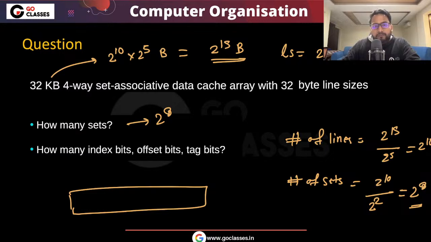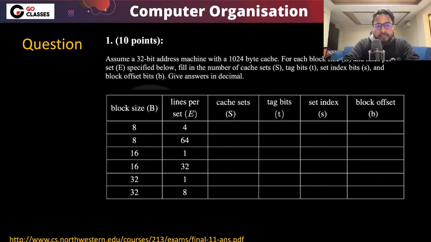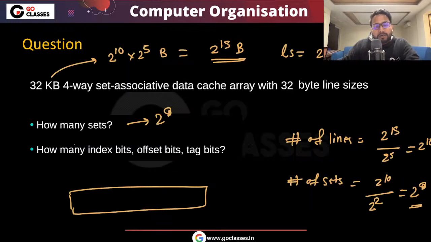Okay, they should give the physical memory size. I think they forgot, but let's just assume this to be 32 KB. Let's just assume this to be some number, maybe 24 bits. Suppose this is 24. Now let's just do this question.